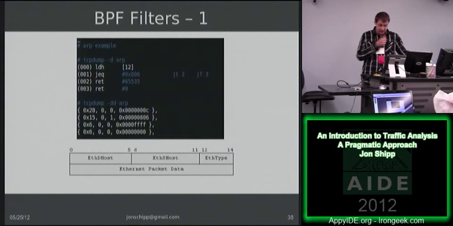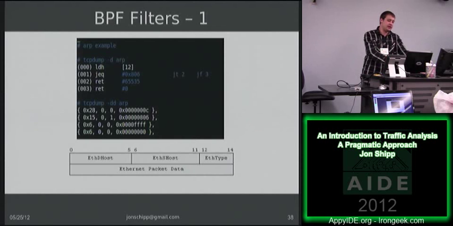If we look at the first instruction, 000, it says LDH, so we're loading a half word at the 12th byte offset from the beginning of the Ethernet frame. If you look at the picture of the Ethernet header at the bottom, number 12 begins at the ether type field. The ether type field specifies what comes above, so it's going to say ARP comes above.